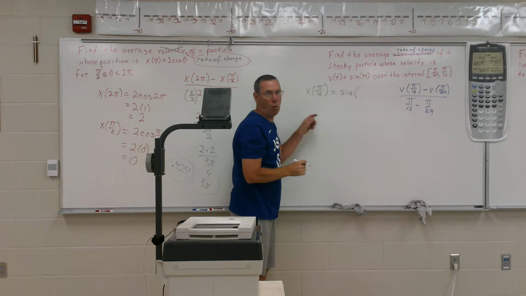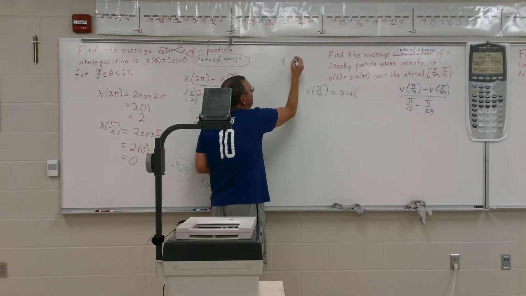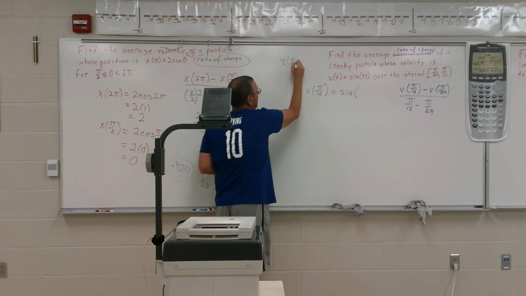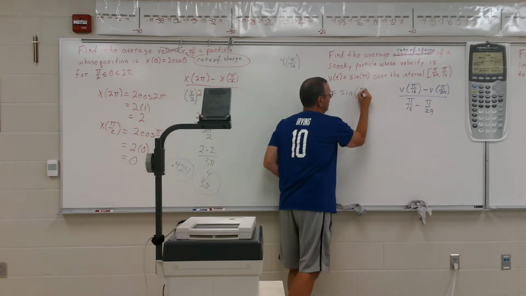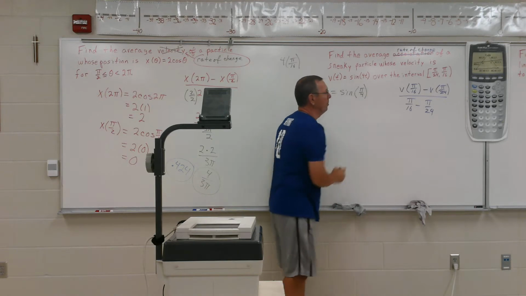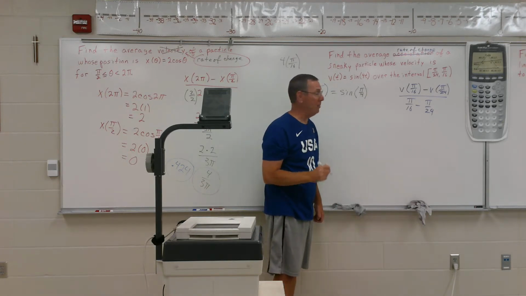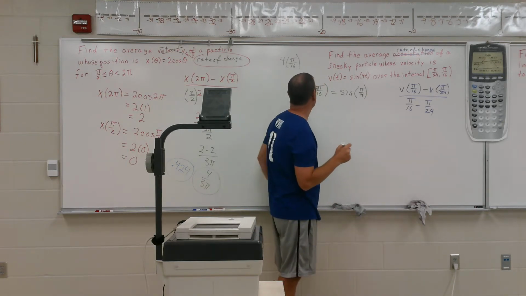Four times pi over 16 is pi over 4, pi over 4. I'm going to have to do this.